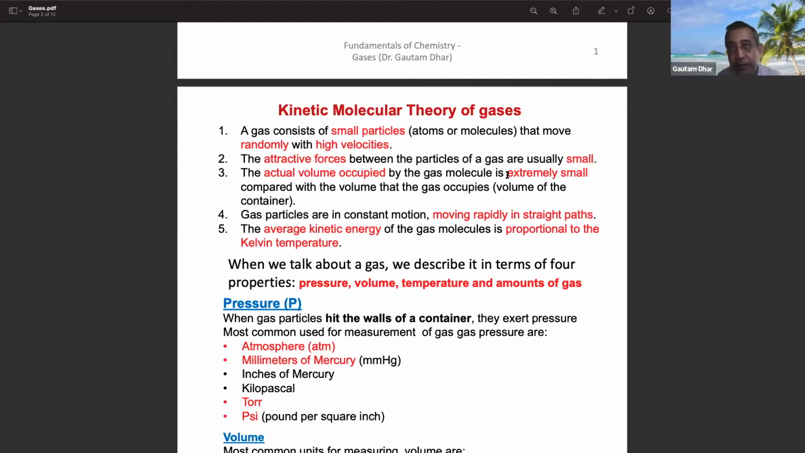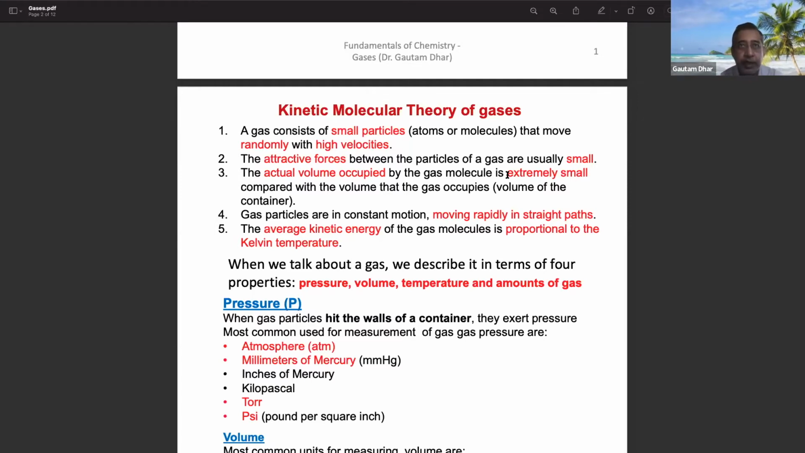You'll get questions from here, on the assumptions of the kinetic molecular theory. So, number four, gas particles are in constant motion, moving rapidly in straight paths. This assumption is that if they are not prevented by something, they'll be moving in a straight line, and that way we can apply Newton's laws of motion. Again, that's to make the math a little bit simpler, and we can utilize the existing equations that we have in physics.